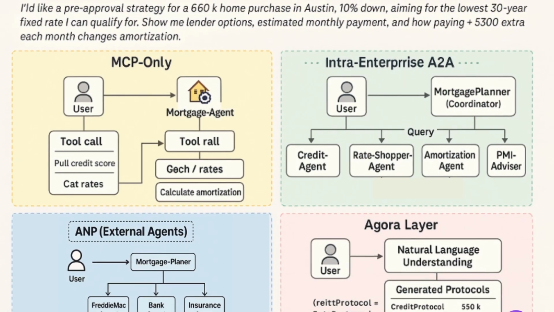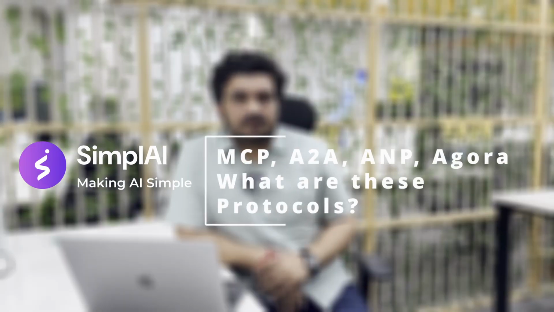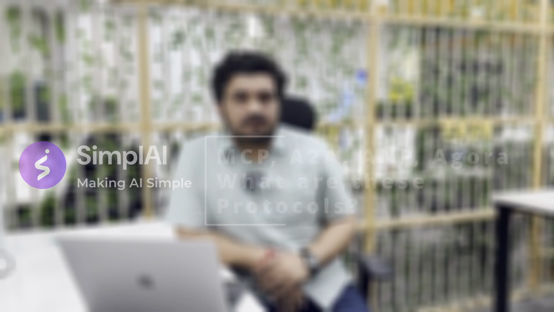I wanted to ask you, there's a fuss going around MCP, A2A, ANP, Agora. There's so many terms like that in the market. So for our viewers who are new to these acronyms, could you give us brief explanations and differences about what each of these are?